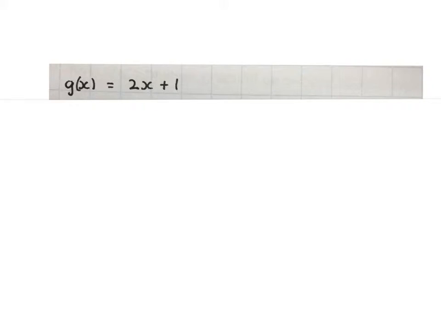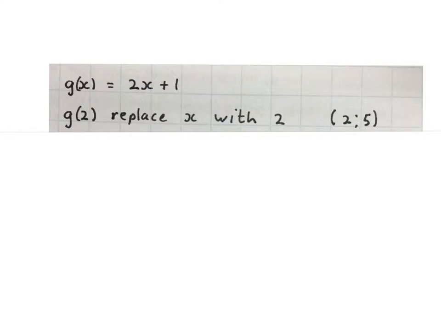Let's quickly revise some notation with functions. If they say g of x equals 2x plus 1, then if they say g of 2, they mean replace the x with 2. So they're saying the x value is 2. The coordinate's not important now.